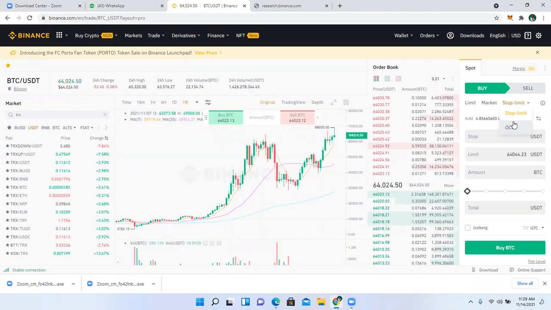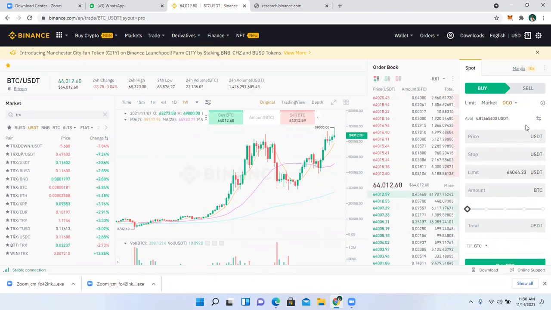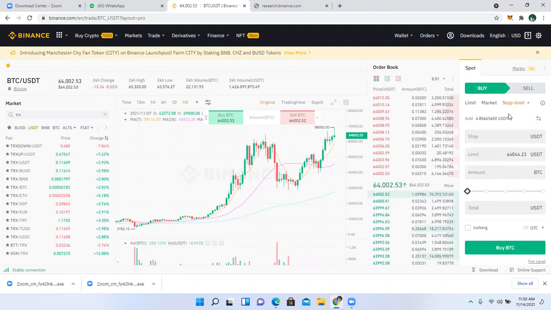I think I'll put a different class for this, but I'll send you guys a video in the group, right? They are used to manage your risk when trading. So let's say I want to buy a coin at a particular price. If I explain it now, it's going to really confuse you guys a lot. But I'll send a video that explains this OCO and stop limits properly, right?